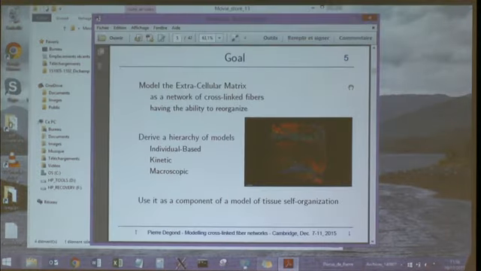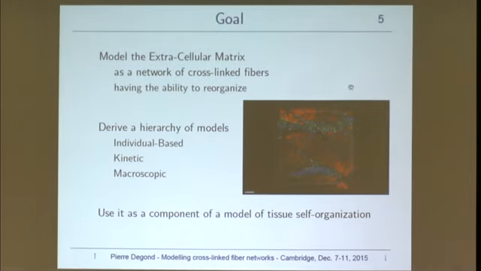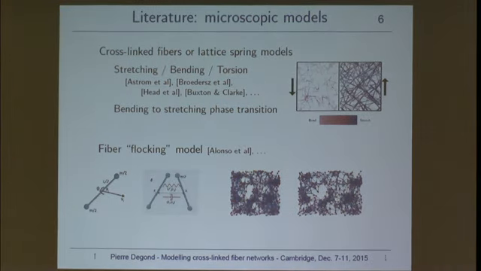All right, so we're going to study the fiber network of the extracellular matrix as a network of cross-linked fibers which have the ability to reorganize. Okay, so the cross-links that I showed in the movie have the ability to disappear or to form. And we are going to derive the hierarchy of models from individual based models through kinetic equations to a macroscopic diffusion equation. And the ultimate goal is to use it as a component of a model of tissue self-organization, but that's future work.